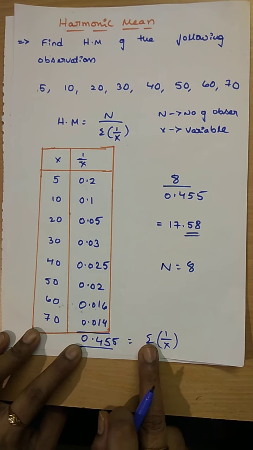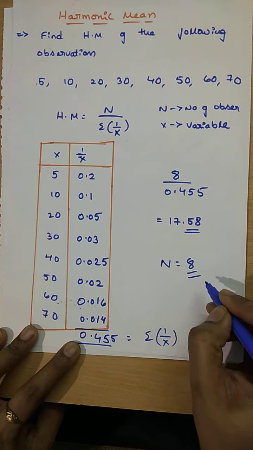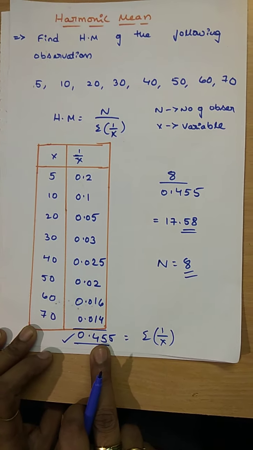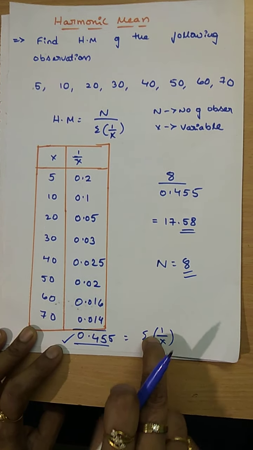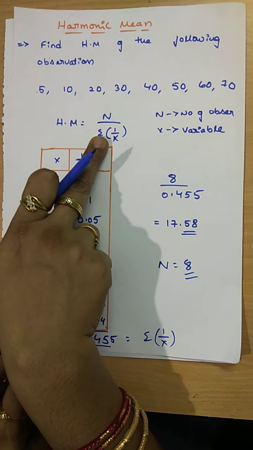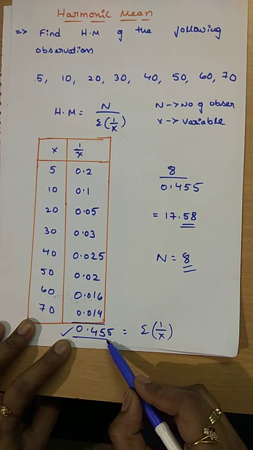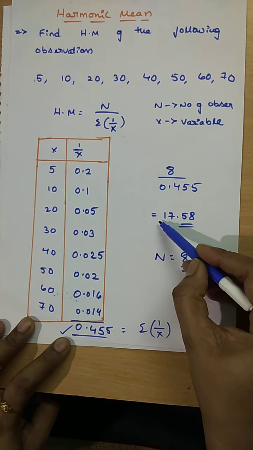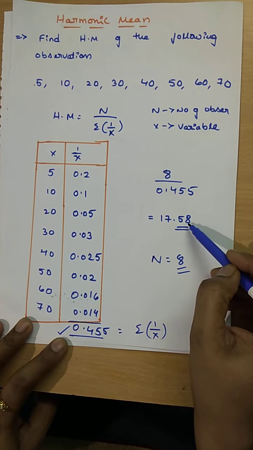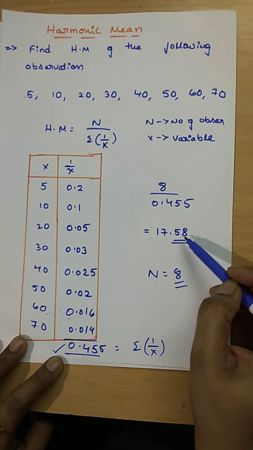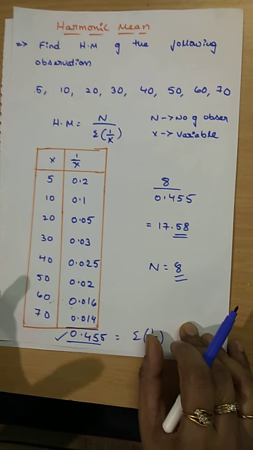Substitute these values in the formula. n is 8, and summation of 1 by x is 0.455. So n divided by summation of 1 by x is 8 divided by 0.455, which is equal to 17.58. This is the method to calculate the harmonic mean in the case of individual data.